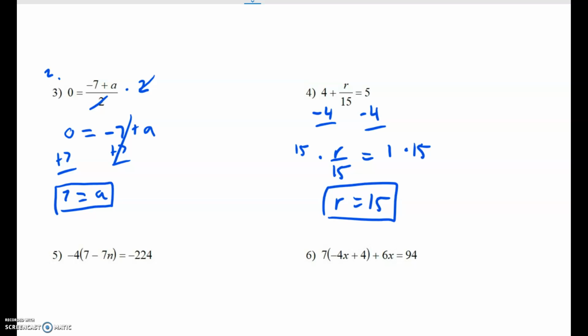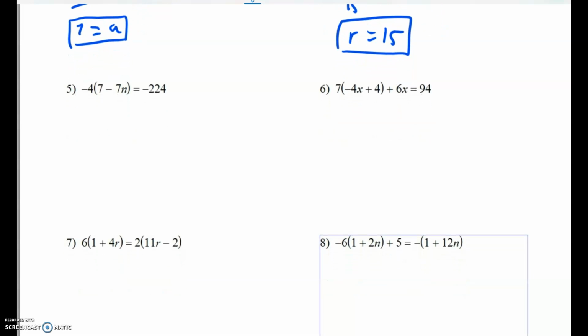On question 4, I started by subtracting 4 from both sides. Since this problem doesn't have the whole side divided by 15, it's just the r, so it's easiest to move the 4 first. So subtract 4, then multiply both sides by 15, and you're going to get 15 as your answer.